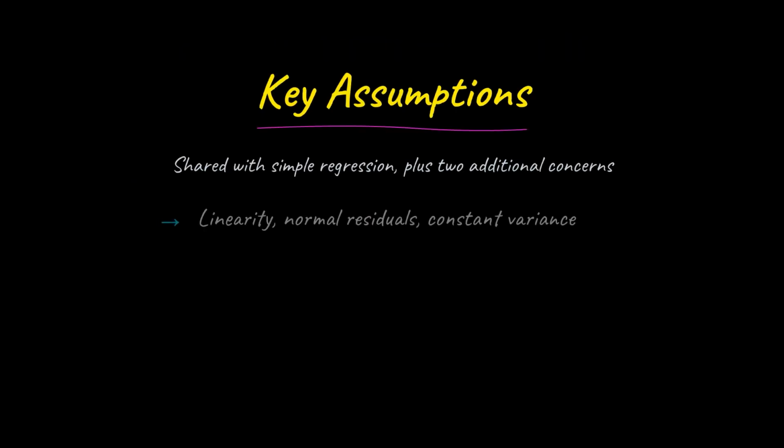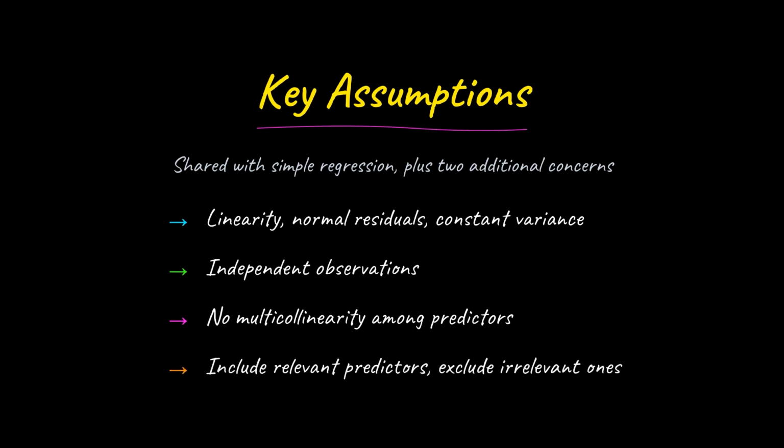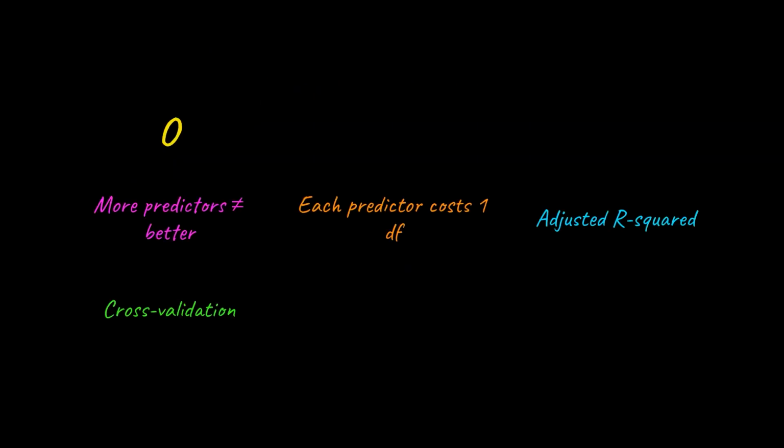Multiple regression inherits the standard assumptions: linearity, approximately normal residuals with constant variance, and independent observations. It adds two more concerns. Predictors must not be too highly correlated with each other, a problem called multicollinearity, and the analyst must carefully choose which predictors belong in the model.